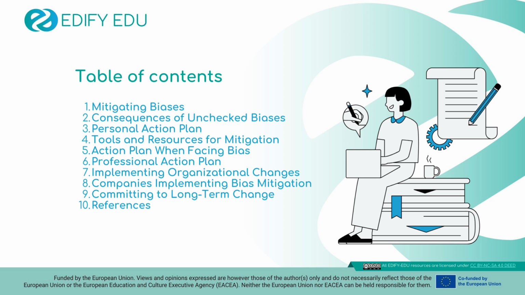We will also cover various tools and resources available for bias mitigation. Next, we will outline an action plan for when you encounter bias. We will then shift focus to developing a professional action plan and discuss implementing organizational changes. Additionally, we will look at examples of companies that have successfully implemented bias mitigation strategies. Finally, we will emphasize the importance of committing to long-term change.